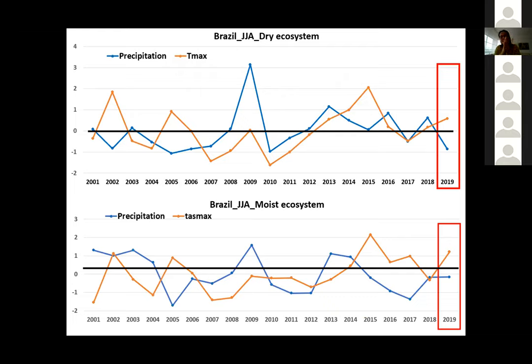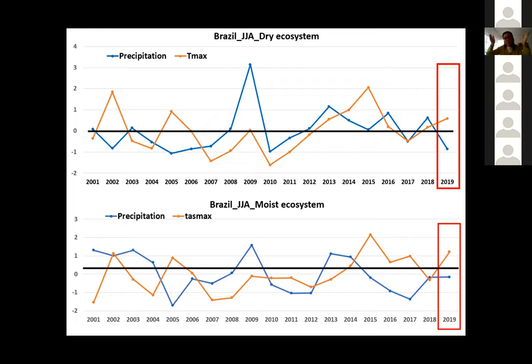Even though 2019 ended up being a very mediatic fire year, with different fires happening in different countries, from a drought perspective it was not a very dry year in Brazil. It was very dry in Australia, but it was not particularly dry in Brazil, particularly in the rainforests and the moist ecosystems. So in this graph, you see the anomalies, the variability of precipitation in blue and maximum temperature in orange from 2001 to 2019 as a standardized anomaly.